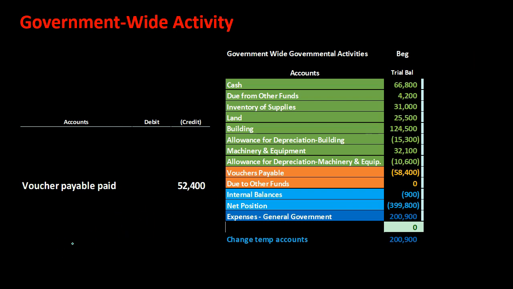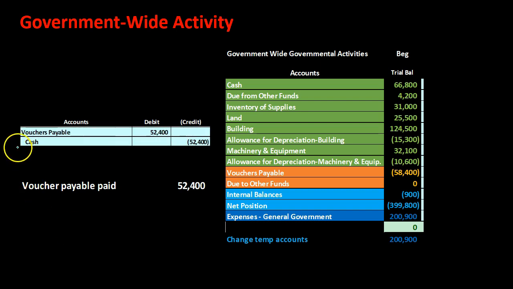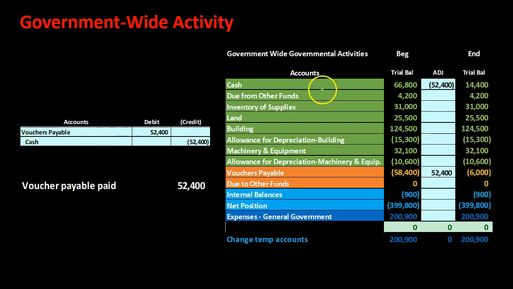Back to the government-wide activity, we have vouchers payable paid. So now we're paying off the vouchers payable, and we're, of course, paying it with cash. Vouchers payable is like accounts payable that we are now paying off. It's on the books as a credit. We're going to debit it to make it go down. We're going to pay it off with cash. So we're going to debit the vouchers payable. We're going to credit cash. That's going to be looking like this.